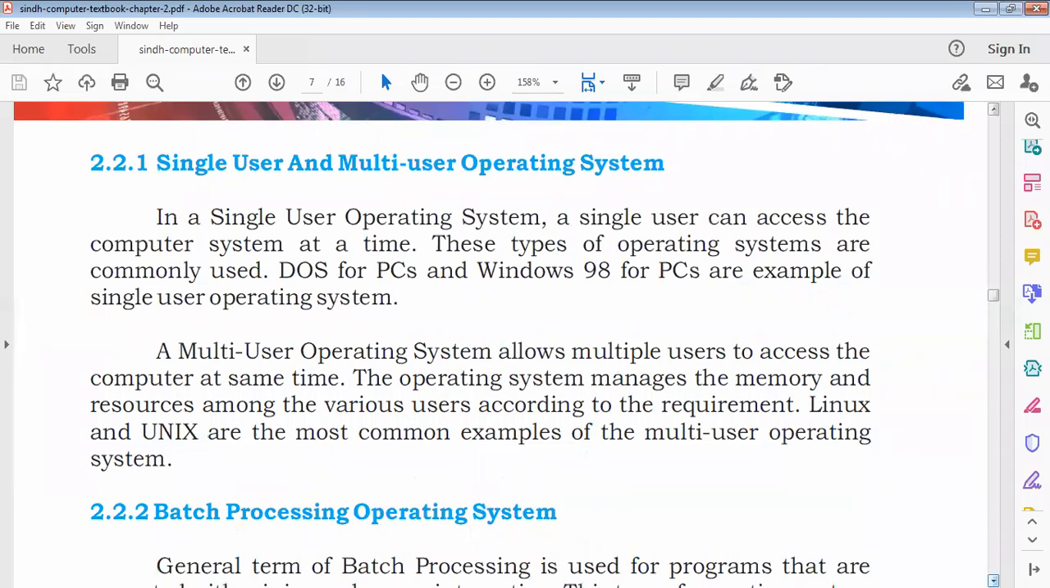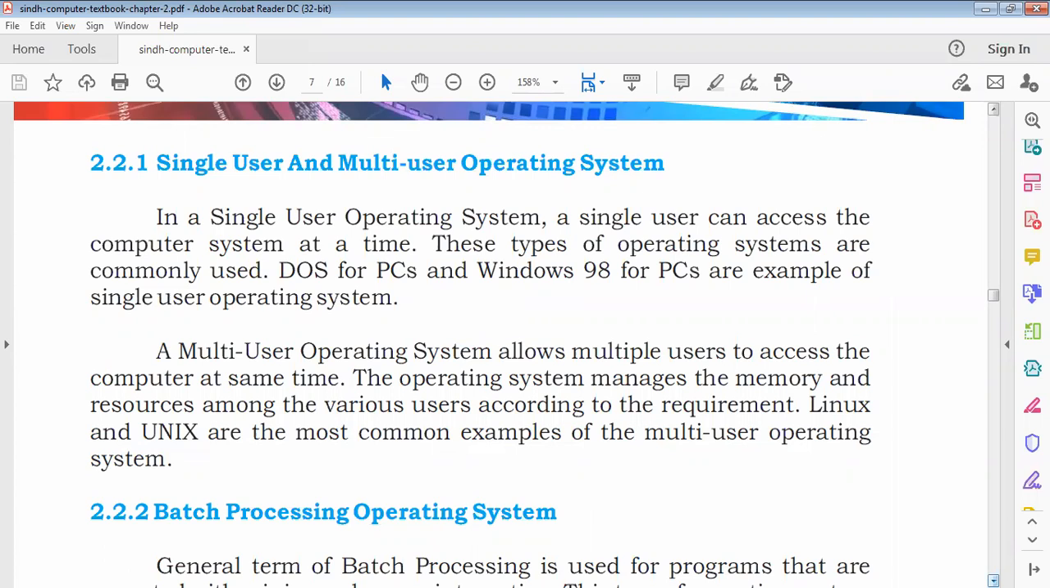For example, at our home or in the school, when we are using the computer, we are a single user. Only one person is using the computer, using its processor at a time. So it is a single use, that is called a single user operating system. Similarly, we have a multi-user operating system as well.